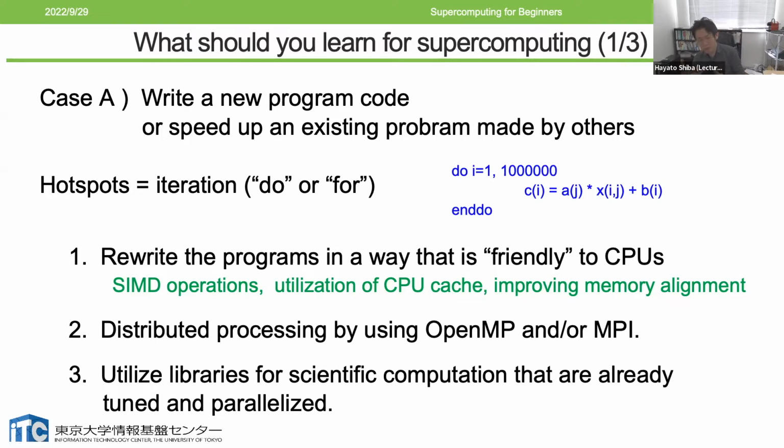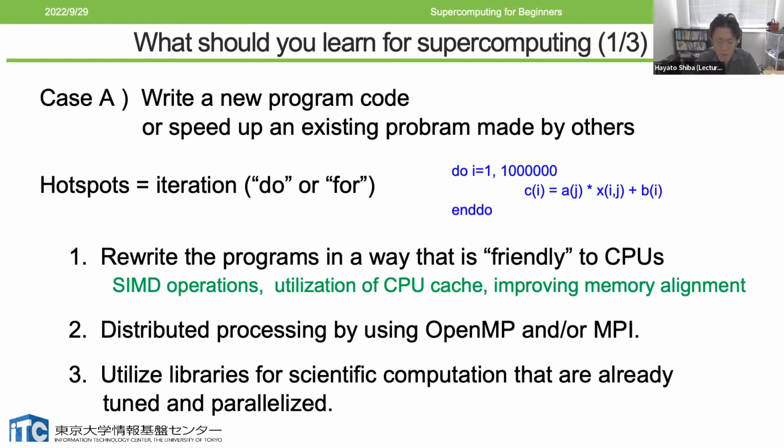And also we should think of, when using supercomputers, increasing the number of CPU cores by using distributed parallelization. So this is a wrong notation in this slide. Distributed parallelization by using OpenMP and or MPI, message passing interface. This is what we should think of second.